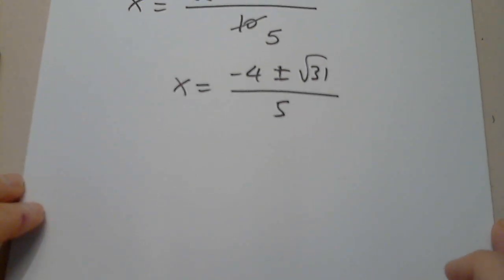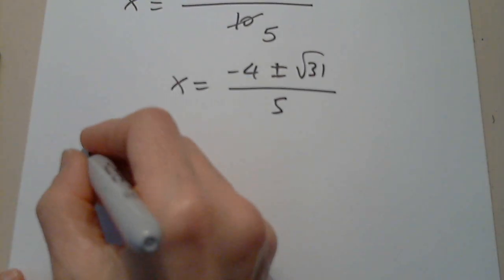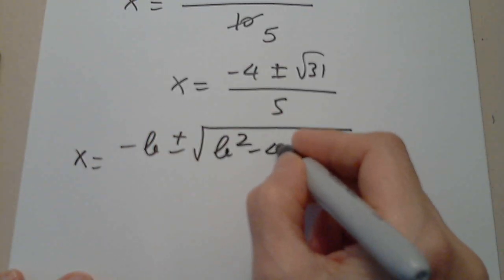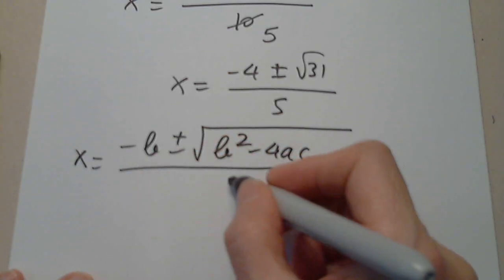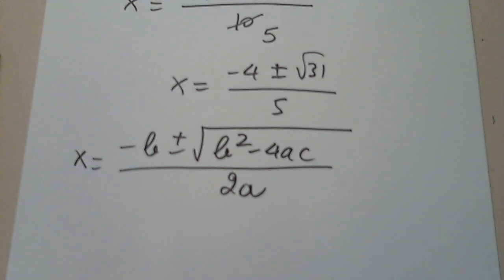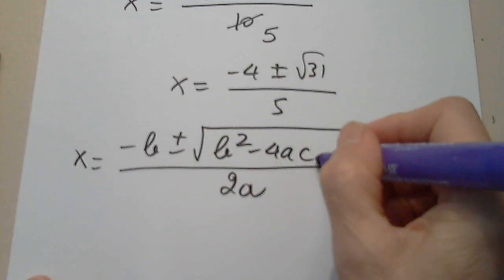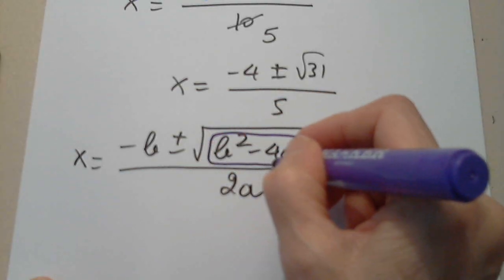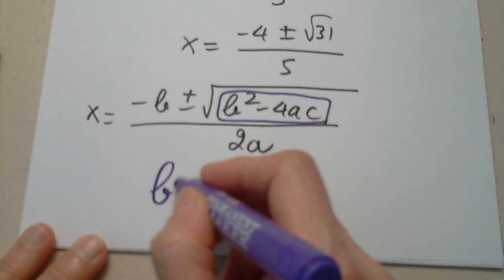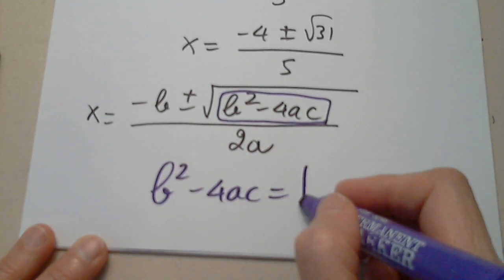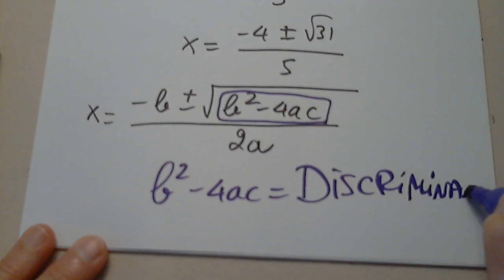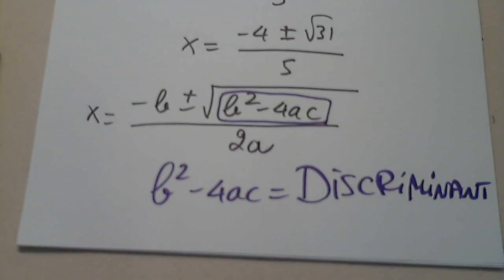Now, if you remember the quadratic formula one more time, negative b plus or minus the square root of b squared minus 4ac, divided by 2a. This quantity is very important. It tells us a lot about the quadratic function. Not the square root, just this quantity. b squared minus 4ac is called the discriminant.